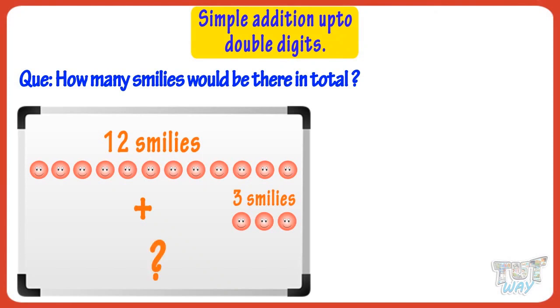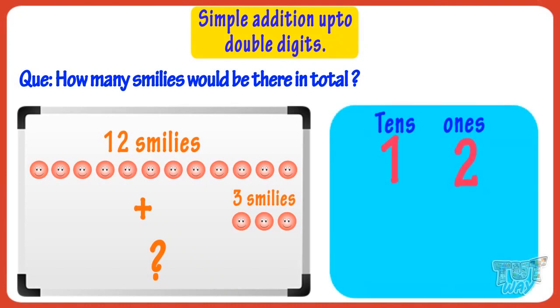We can write it like, write the bigger number first. That is 12. 1 is in the tens place. 2 is in the ones place.